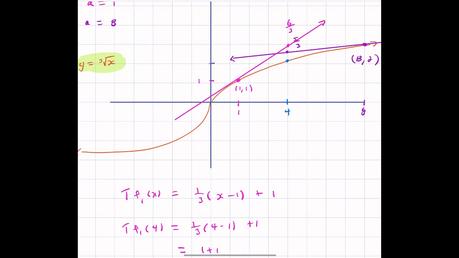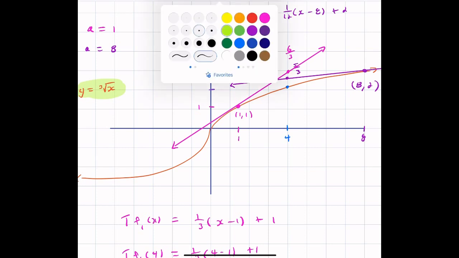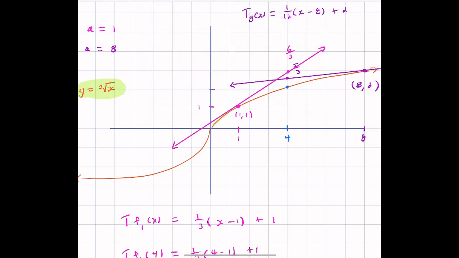And so one thing to note, it definitely looks like 5 over 3 is a better approximation, right? Because this is below, so the third root of 4. By the way, how did I know that these tangent lines are going to be above the graph, that they're going to be overestimates? Well, as you can see from the graph, it is concave down, right? The graph lies below its tangent lines.